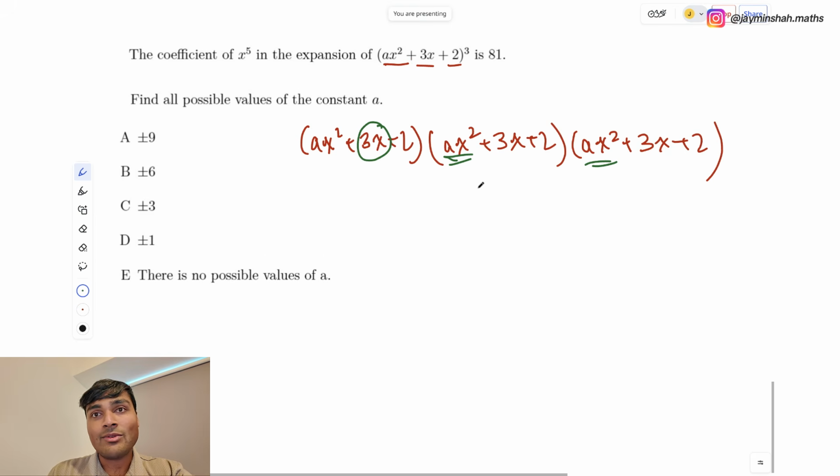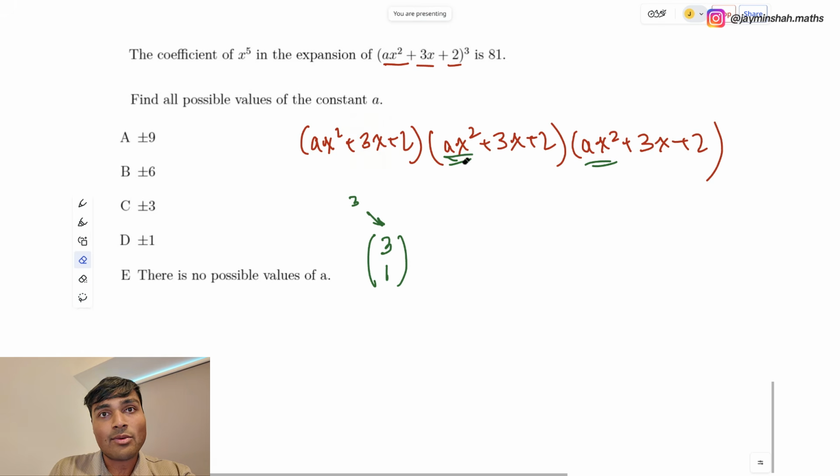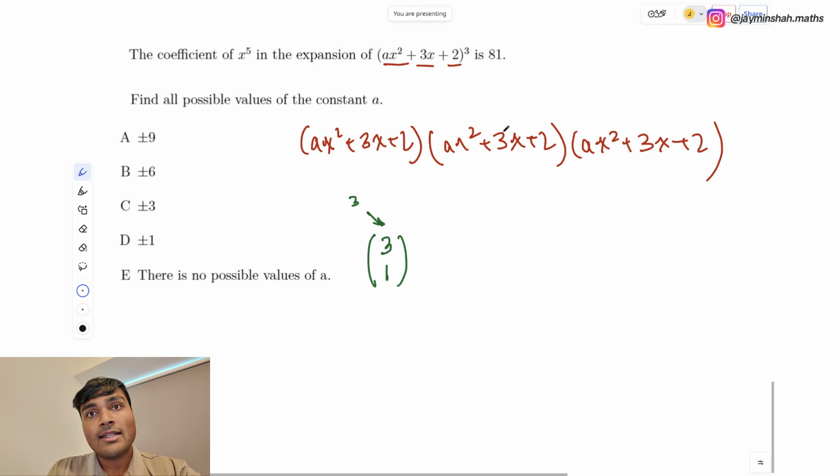How many ways are there in which we can do this? We need to choose one of the 3 brackets from which we take the 3x term. So there's 3 choose 1 choices, and this of course is 3. We could take the 3x from the first bracket and then ax squareds from the other 2. Or we could take the 3x from the second bracket and the ax squareds from the other 2. Or we could take 3x from the final bracket and then ax squareds from the first 2 brackets, like so. That's where that 3 choose 1 comes from.